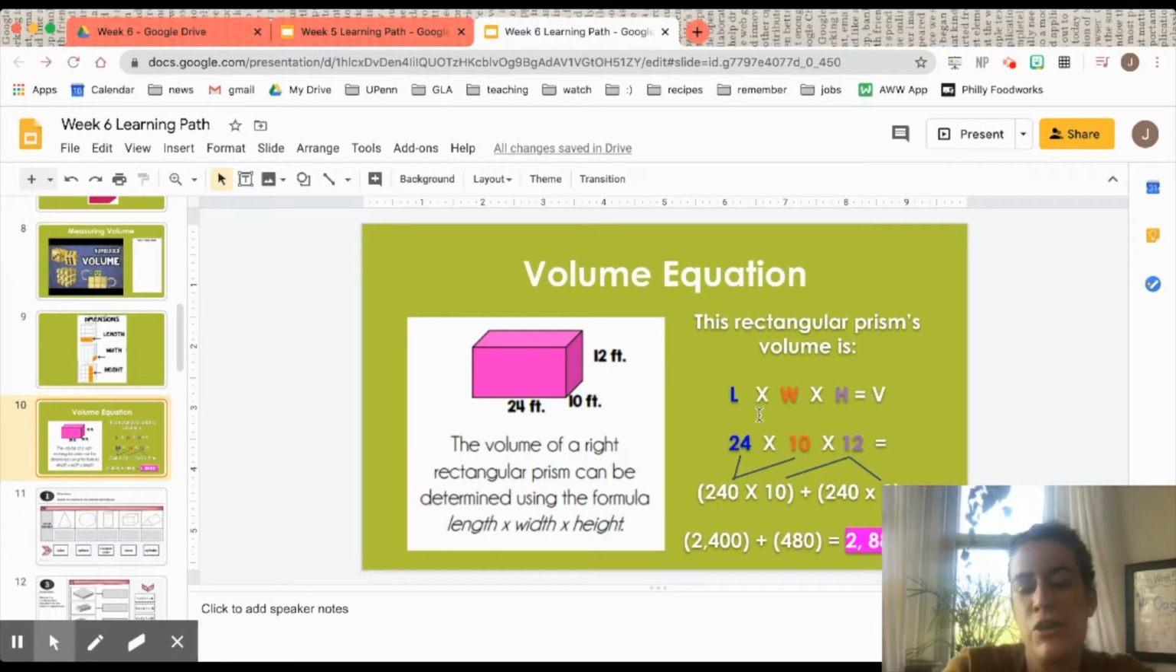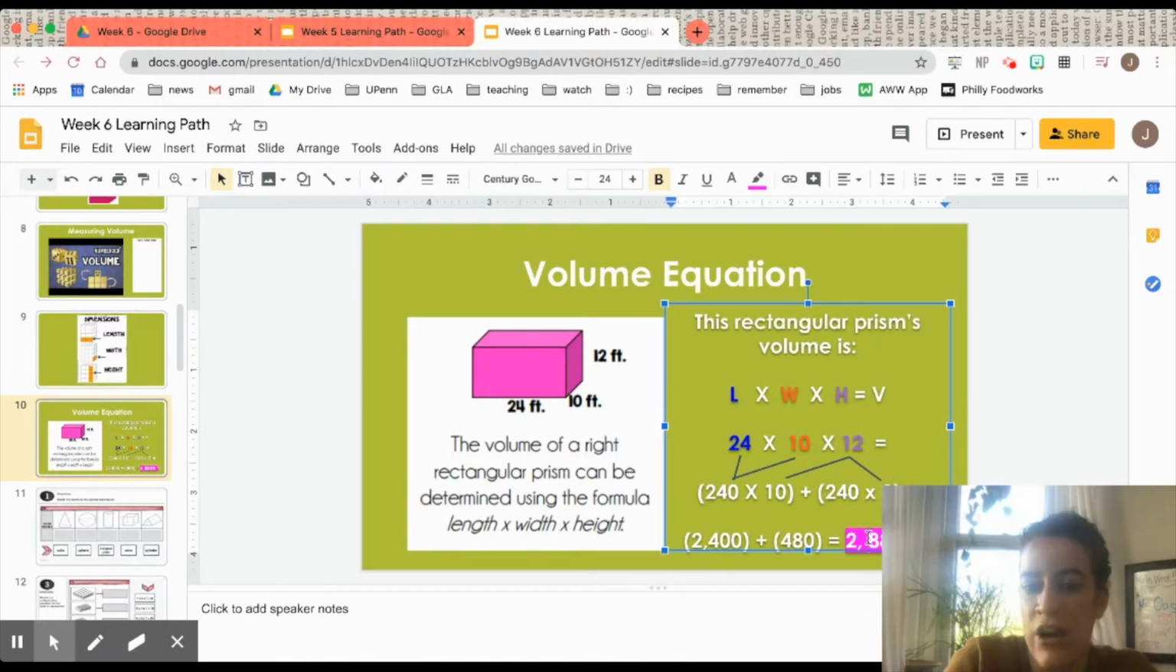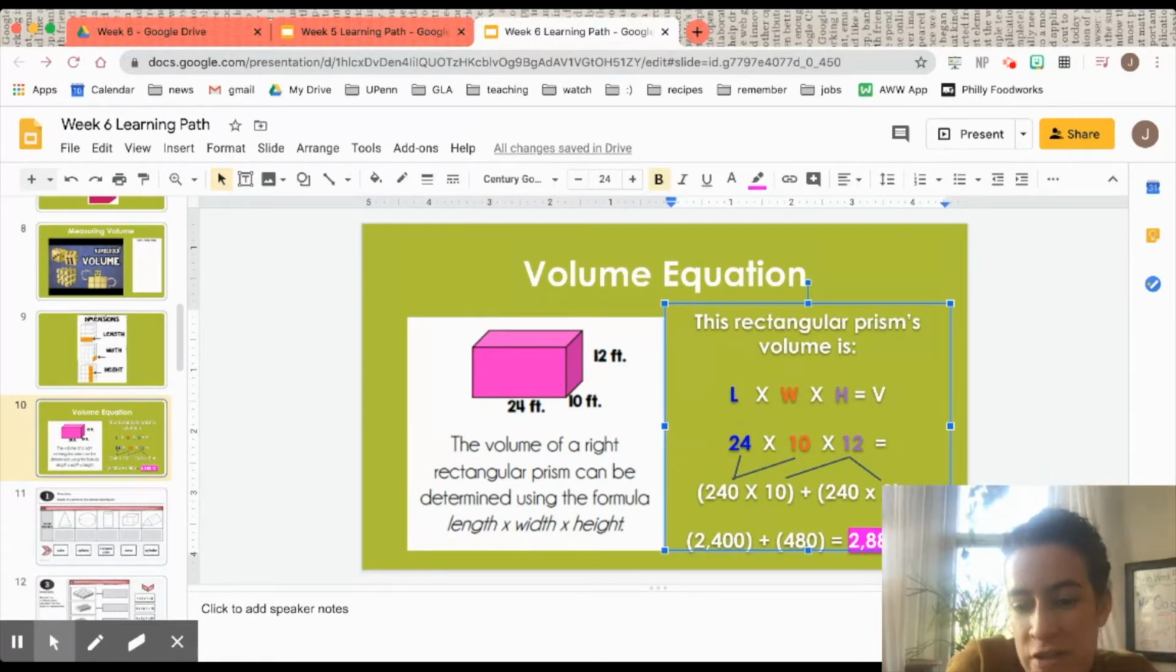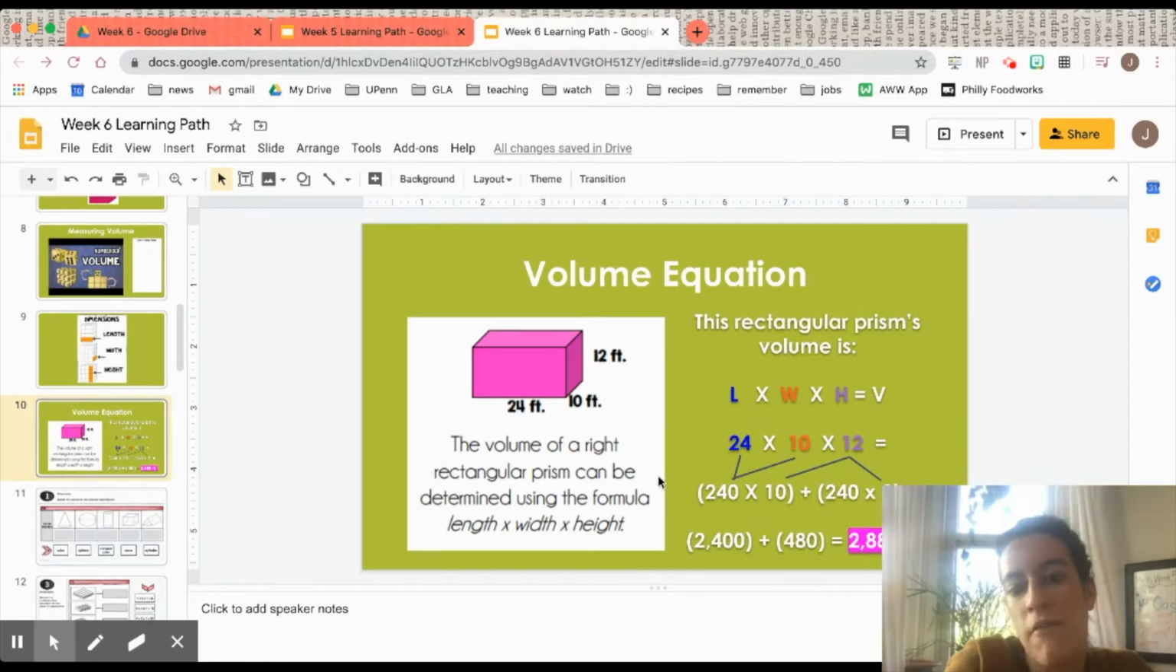Now, I used this strategy where I multiplied 24 times 10 first to get 240, and then I broke up 12 into 10 and 2. So then all I had to do was 240 times 10 and 240 times 2. Then once I added those numbers together, I got the total answer, which is 2,880 feet.